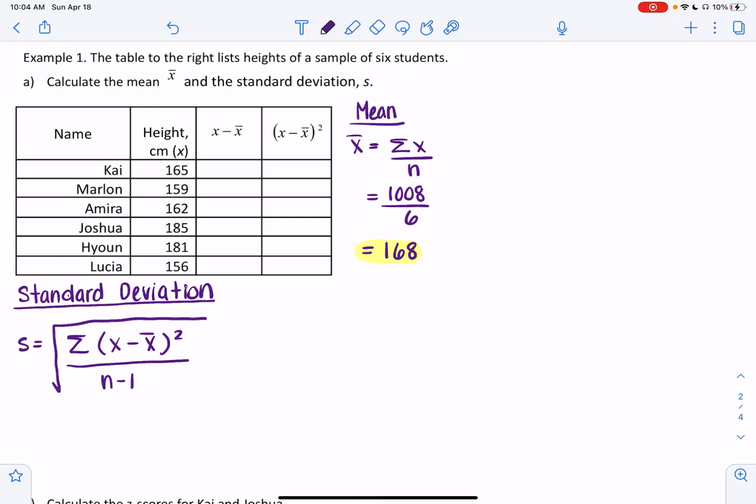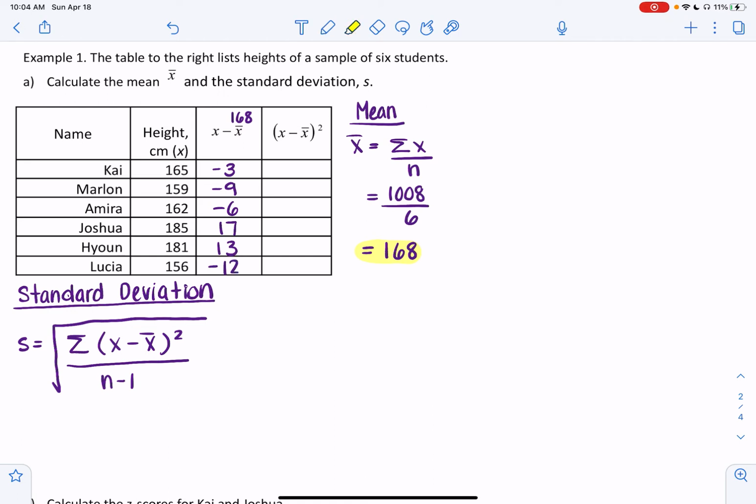So we'll start by doing this middle bit here where we subtract the mean from each of our data points. So that's what I'm going to do in the first blank column. So just as a reminder, my mean is 168. So I'm just going to subtract 168 from each of my data points. So we'll have -3, -9, -6, 17, 13, -12.